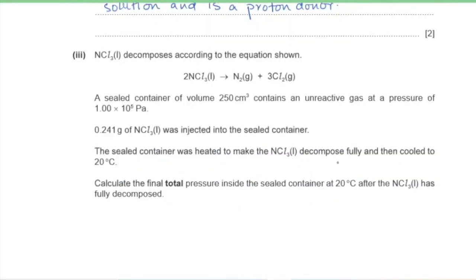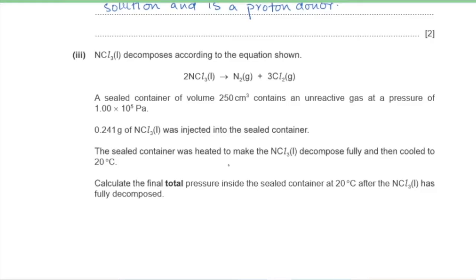Part 3, NCl3 decomposes according to the equation shown. A sealed container of volume 250 cm3 contains an unreactive gas at a pressure of 10 to the power 5 pascals. 0.241 grams of NCl3 was injected into the sealed container. The sealed container was heated to make the NCl3 decompose fully into nitrogen and chlorine gases and then cooled to 20 degrees Celsius. Calculate the final total pressure inside the sealed container at 20 degrees Celsius after the NCl3 has fully decomposed into nitrogen and chlorine gases.